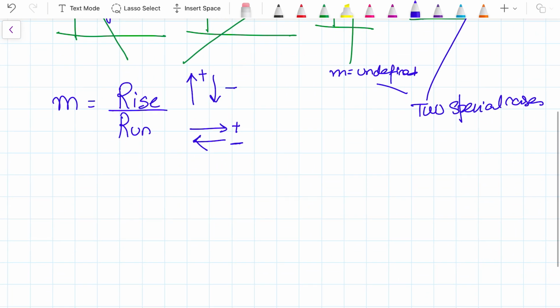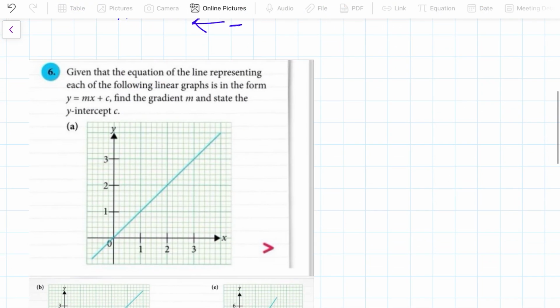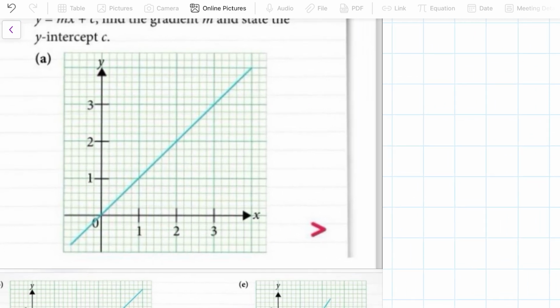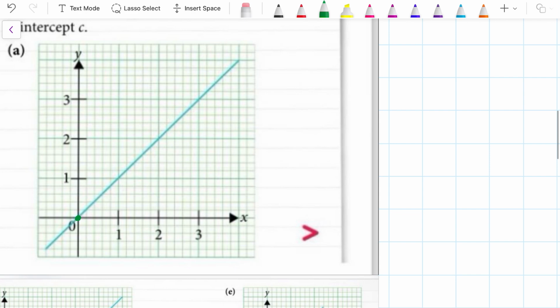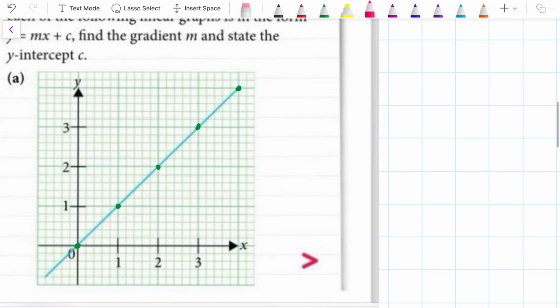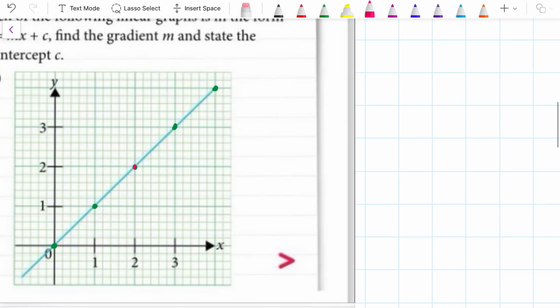Now, let's do a couple of questions. Given the equation of the line representing each of the following, find the gradient and state the y-intercept. All right, so first thing is we need to locate the grid points. What are the grid points? You can choose this point, this point, or this point, any point. Select any two points. So for example, I'm selecting this one and this one.